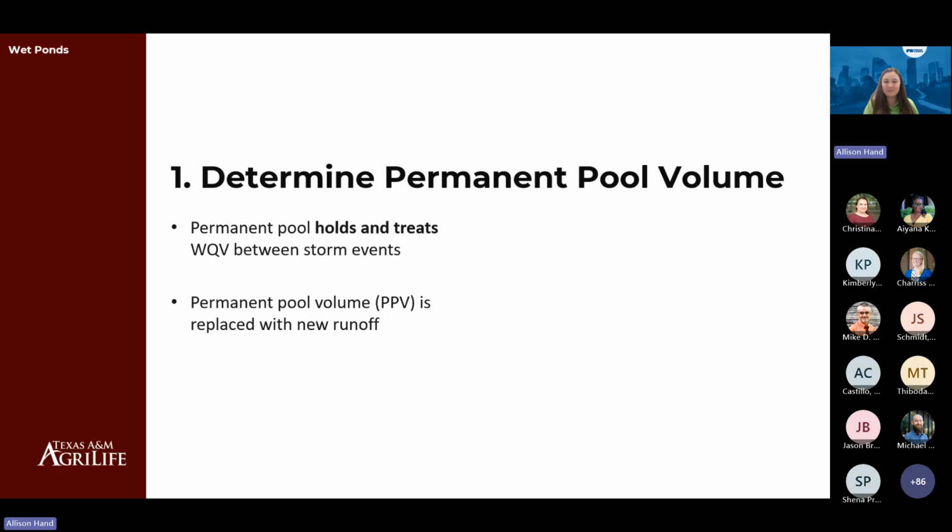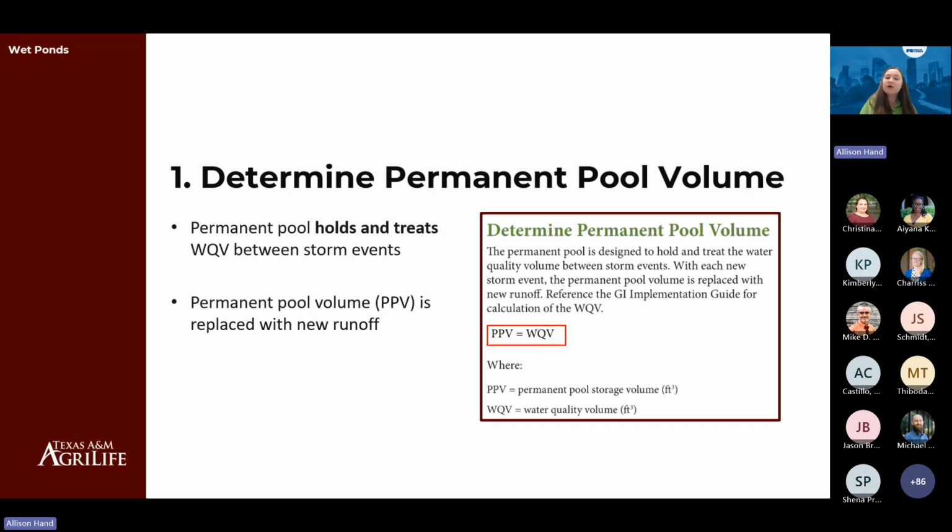So step 1, how big does your pond need to be? Your permanent pool volume should equal the water quality volume you want to treat. Like Sheena mentioned, you need to check your local drainage regulations, but if no standards exist, the implementation guide is there to help. So your permanent pool volume is equal to your water quality volume.